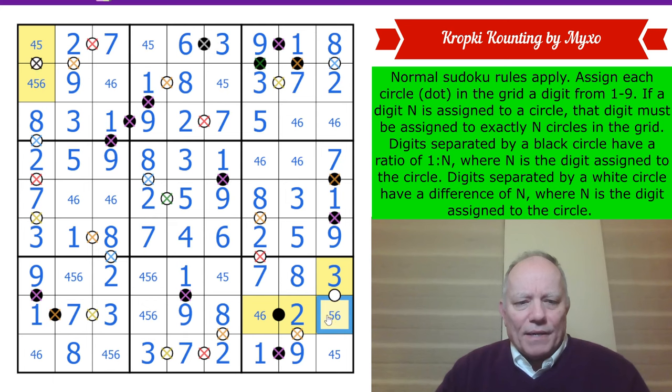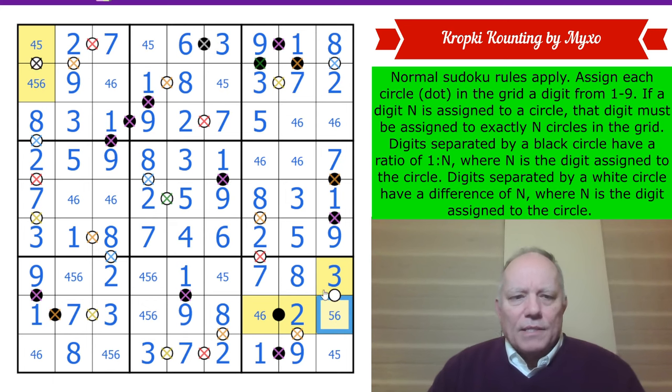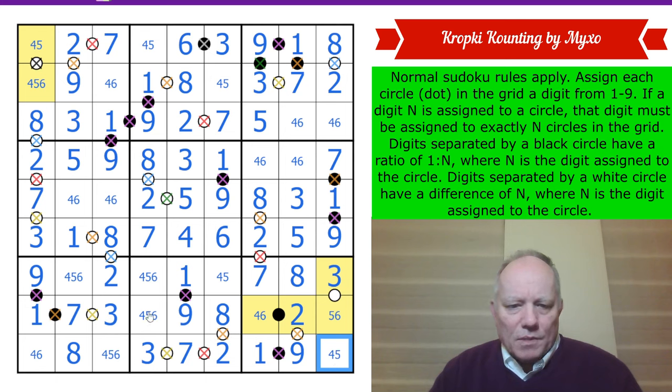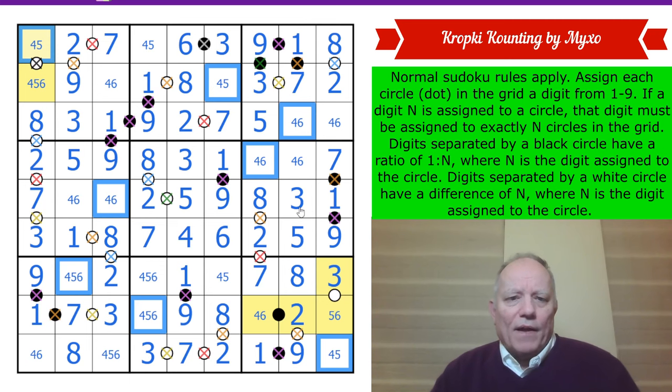This is annoying because there must be one way round. So I'm left with a two and a three between these. So if that's a five, that's a four. Let's see what happens to fours in the puzzle. We get one there, one in the corner, one there, one there and one there. That seems to work for fours.